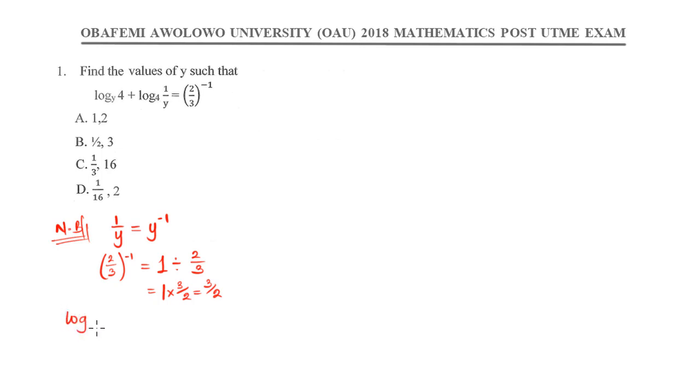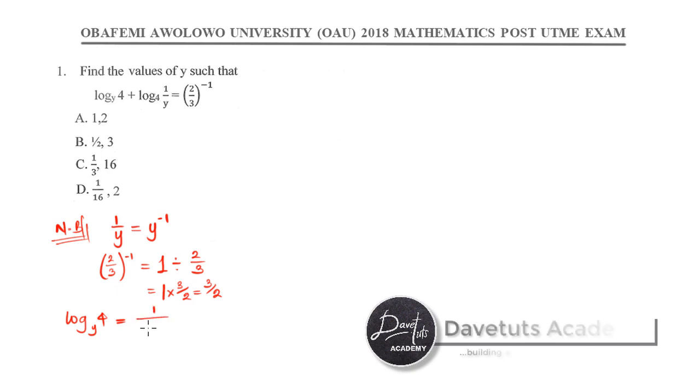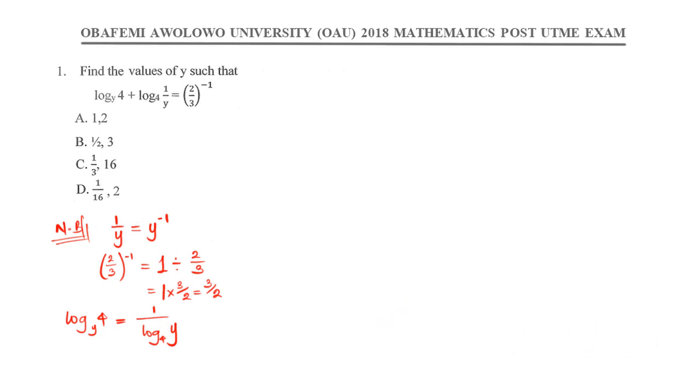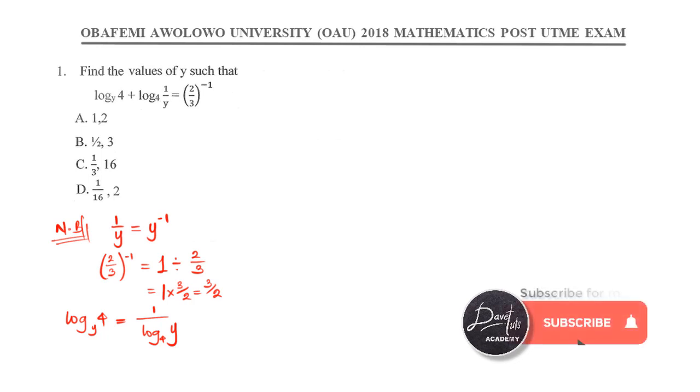Then if we have log to base y of 4, that is going to be the same as 1 over log to base 4 of y. Inverting the base and the logarithm, we are going to have the inverse of the logarithm of what we have initially. So using all this, let's see what we can do with this question from OAU 2018 Post UTME Mathematics.